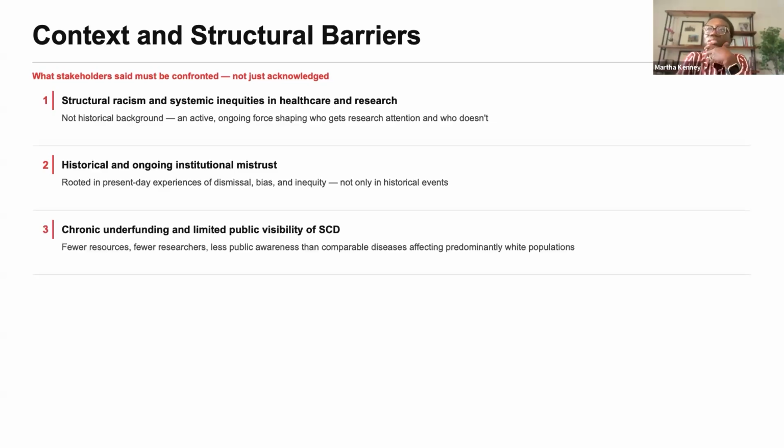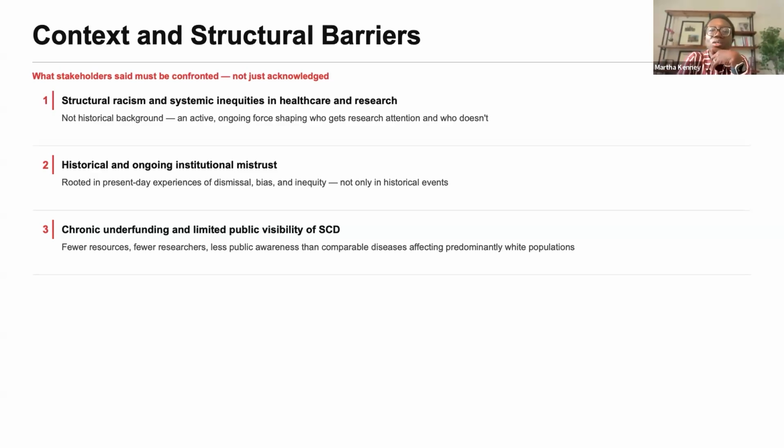Other things that they felt was really important is that there's been historical and ongoing institutional mistrust between the community and also researchers and the institutions that researchers represent. There's a history of having their experiences be dismissed. There's a lot of bias, there's a lot of inequity, and the issue of mistrust and lack of trust is not just because of historical events, but it is because of what the present day experience is like for somebody living with sickle cell disease. It's ongoing, it's not just historical.